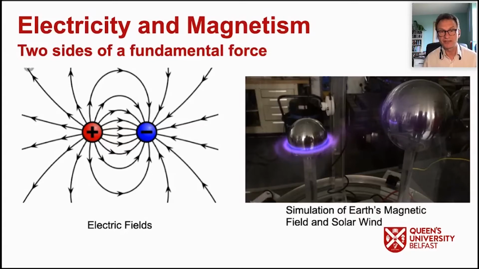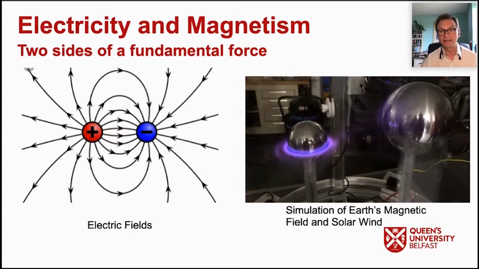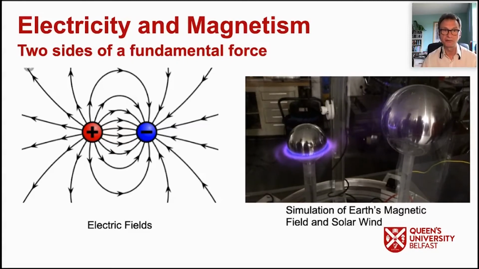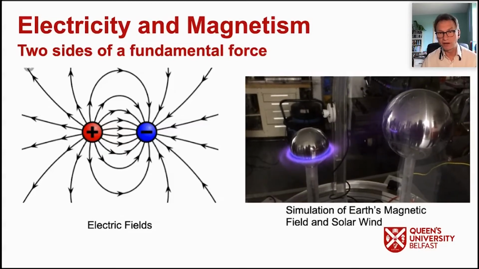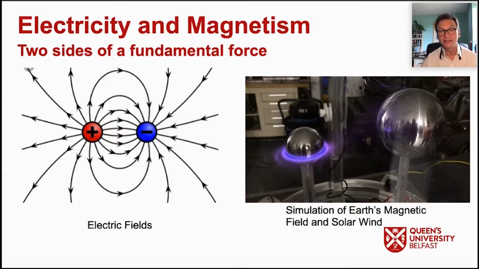So on the right-hand side, we've got a simulation of the Earth's magnetic field interacting with the stream of charged particles coming out from the sun, the solar wind. And you can see how these charged particles are interacting between those two spheres, and indeed exciting the atoms in that experiment, making them glow purple. And that glow actually is not from atoms, it's from nitrogen molecules in the air, and it's glowing purple because of quantum physics. That color comes from the other physics that you'll be learning about throughout your degree with us.